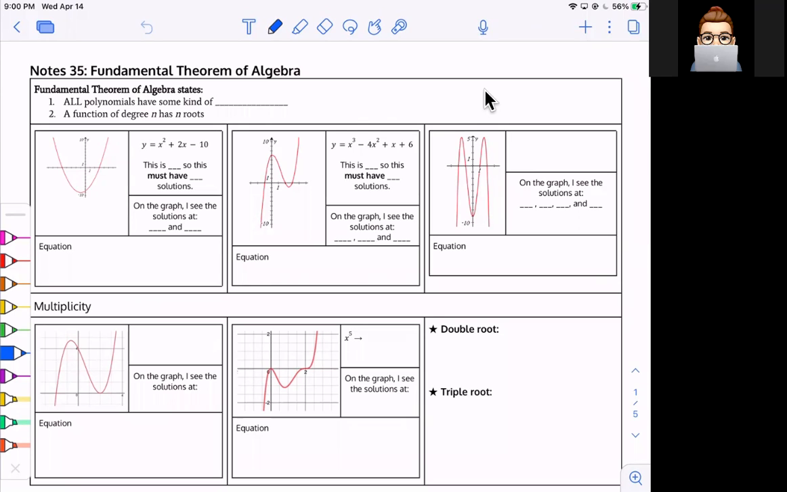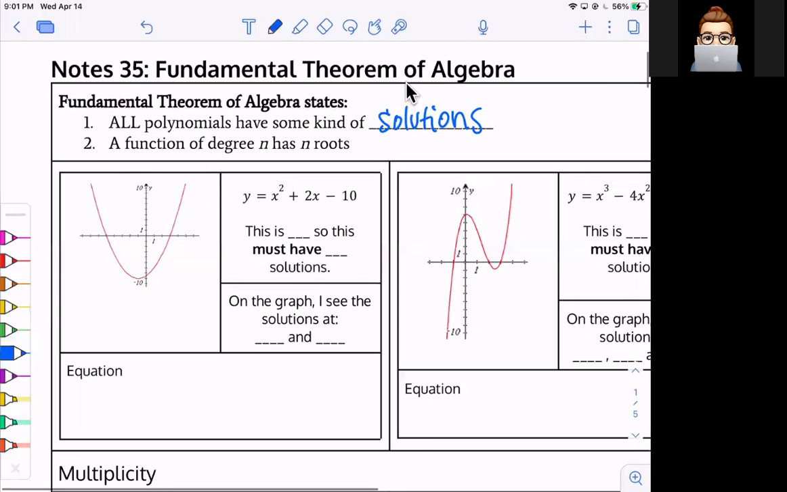So the fundamental theorem of algebra sounds super fancy. Basically, it just says two things. First, all polynomials have some kind of solution, right? They have some kind of solutions. And this is the big one.